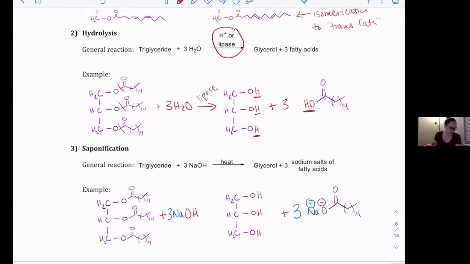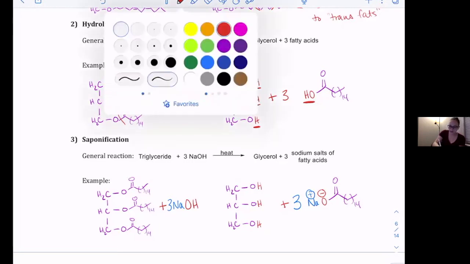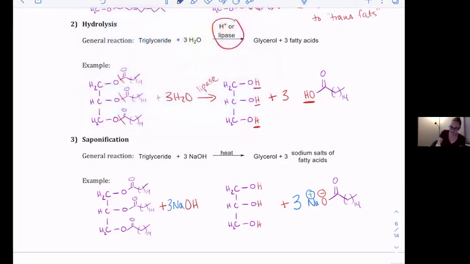And then our last reaction is saponification. So the same triglyceride, but now we're going to use basic conditions. So sodium hydroxide. And it's very important in this particular reaction that you add heat into the reaction as well. It does not work without heat.